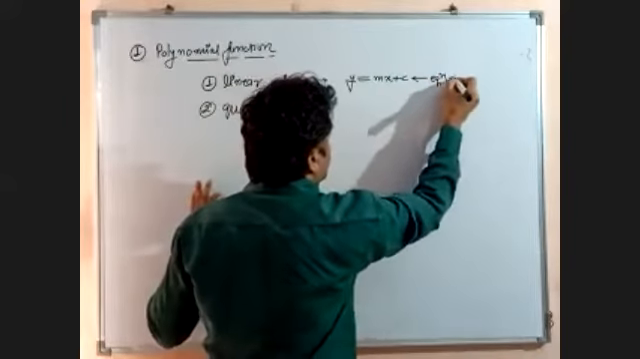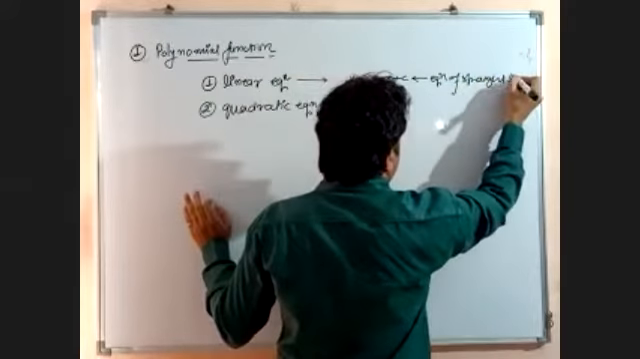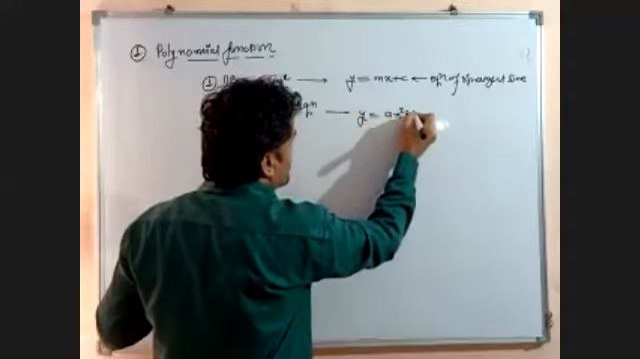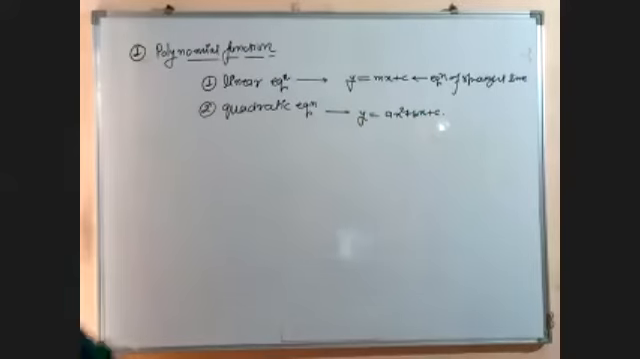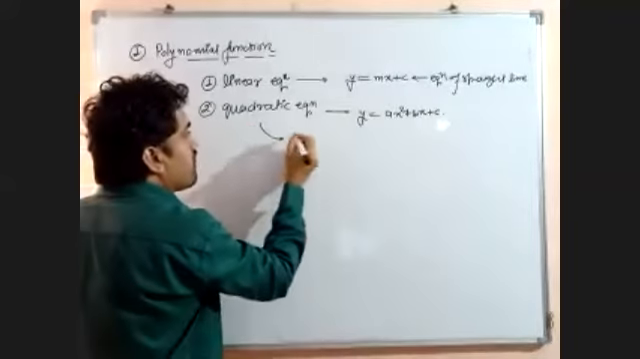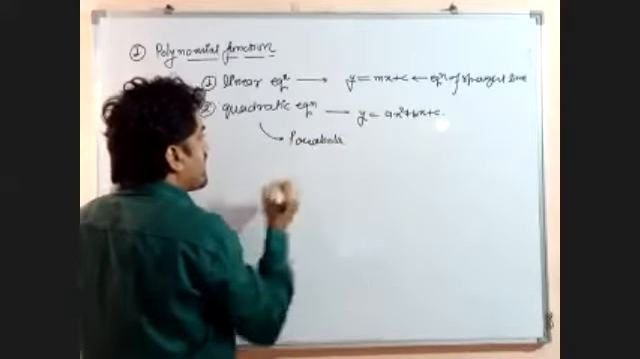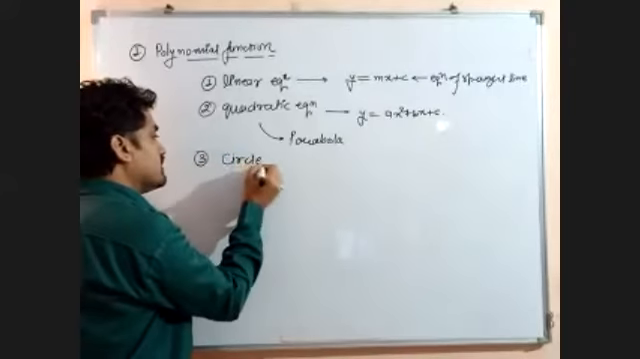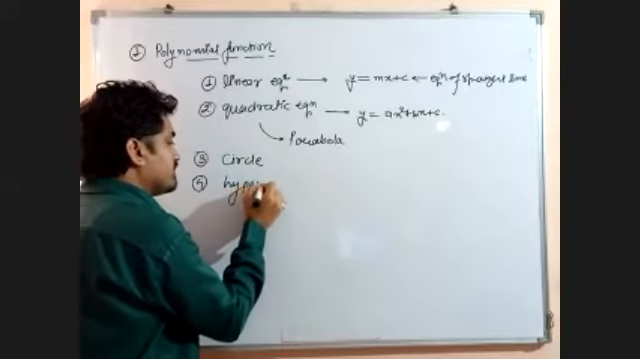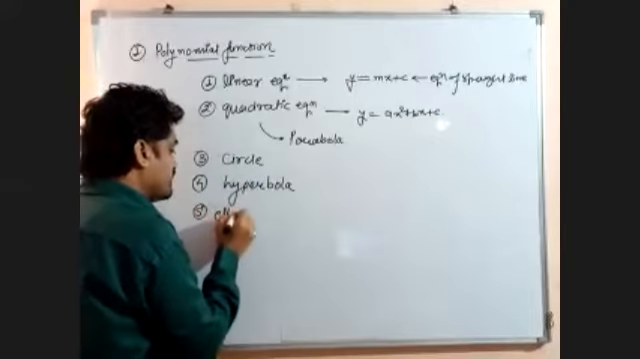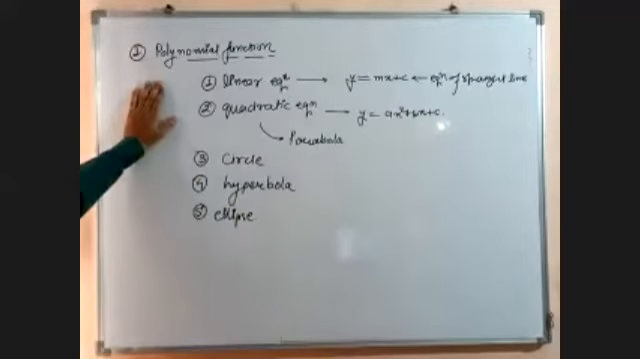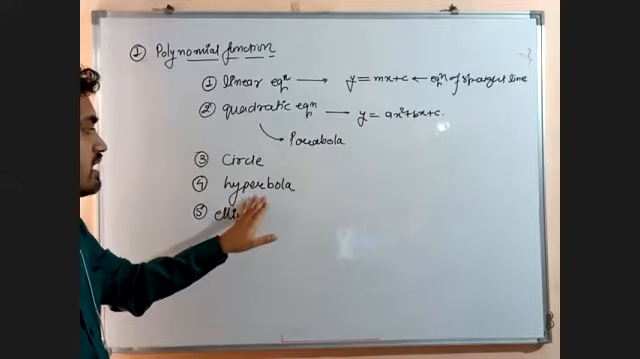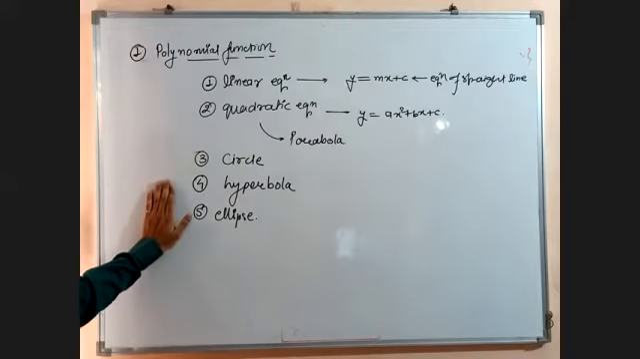the equation of the straight line. Same as it is for the quadratic equation, if y is equal to ax square plus bx plus c, this quadratic equation forms a parabola. We have so many other functions also, like circle, hyperbola, and ellipse. So in polynomial function, we will talk about a straight line, quadratic equation, which is a kind of parabola, circle, hyperbola, and ellipse. These are some special types of polynomial function.